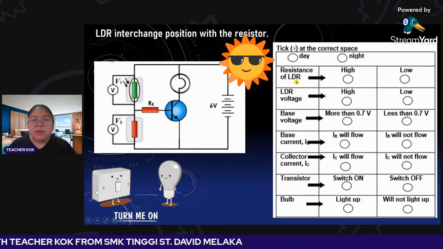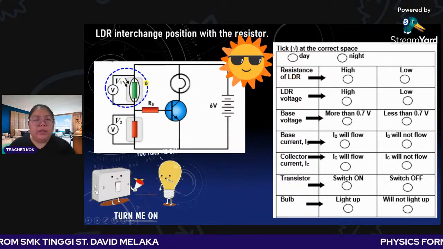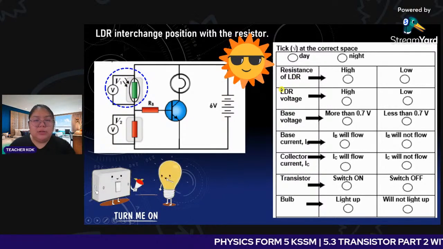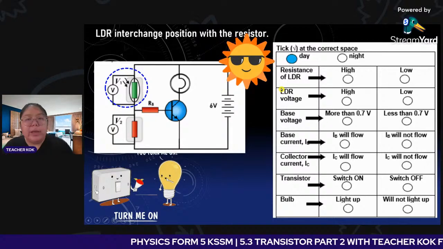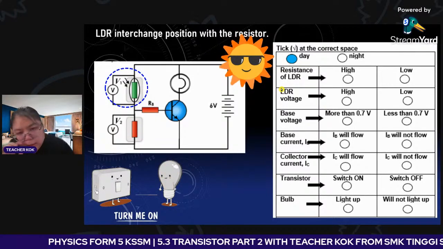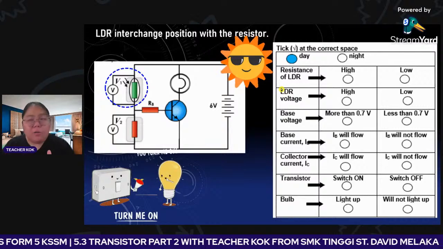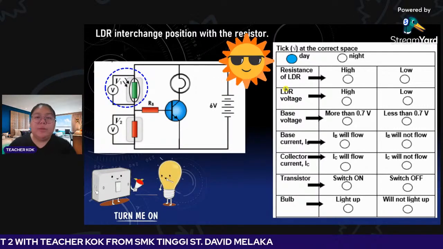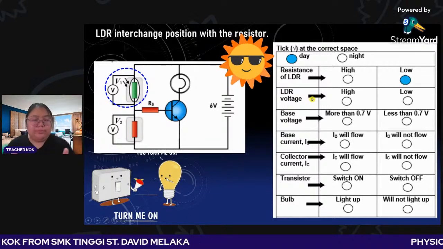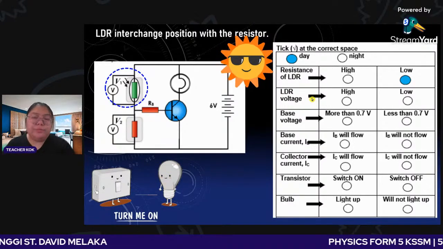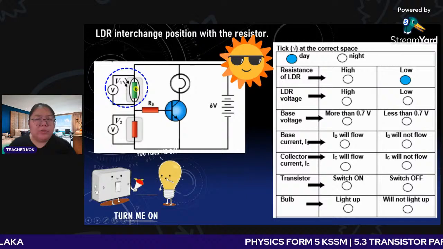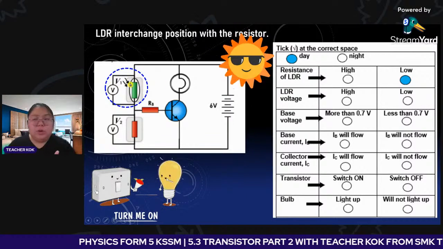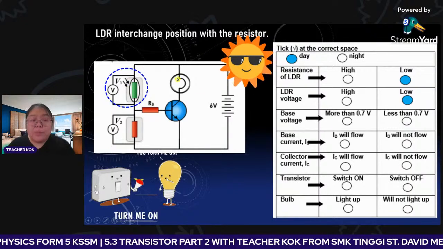You see this table. During the daytime, at the top, there is now a day, during the morning. So how is the resistance of the LDR? During the morning the resistance must be low. If the LDR becomes low resistance, then how is the voltage? The voltage is also low, because they are directly proportional.